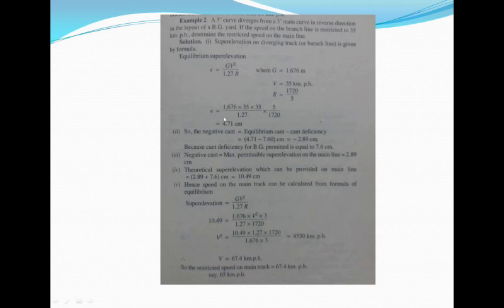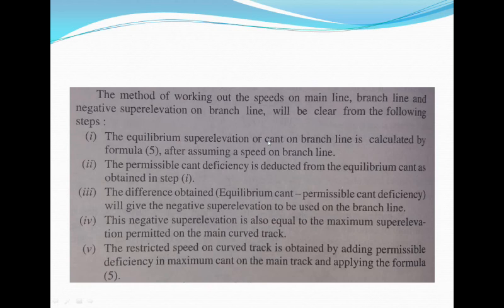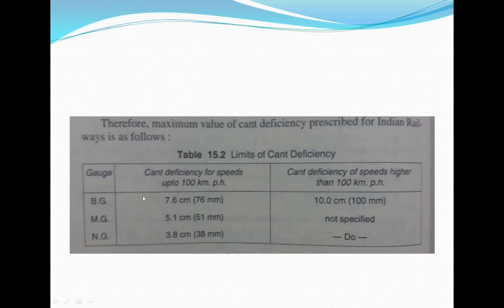The negative Kant is obtained by the difference between the equilibrium Kant and the Kant deficiency. So equilibrium Kant, that is nothing but a super elevation, E is equal to 4.71 minus Kant deficiency. How do we get this Kant deficiency? 7.6. So in order to know this, we have to go back to the table. Go back to this table. So the Kant deficiency for a broad gauge track is given as 7.6.